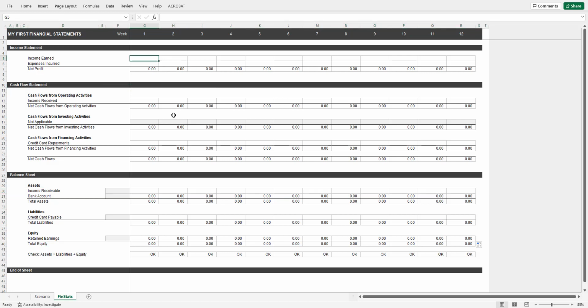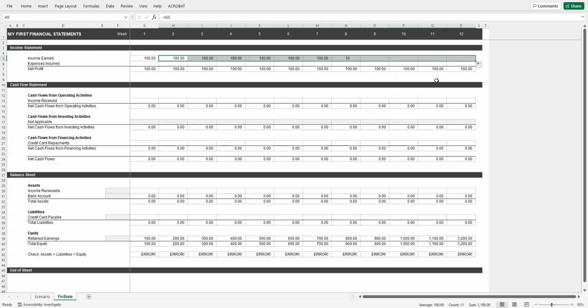So for our income earned, each week we're earning $100. And rather than just type 100 in all of these cells, I'll save myself a bit of time. I'll just say the value is always the same, so it's equal to whatever it was in the prior period. I'll copy that across, and there's our $100 in every week that we're earning.